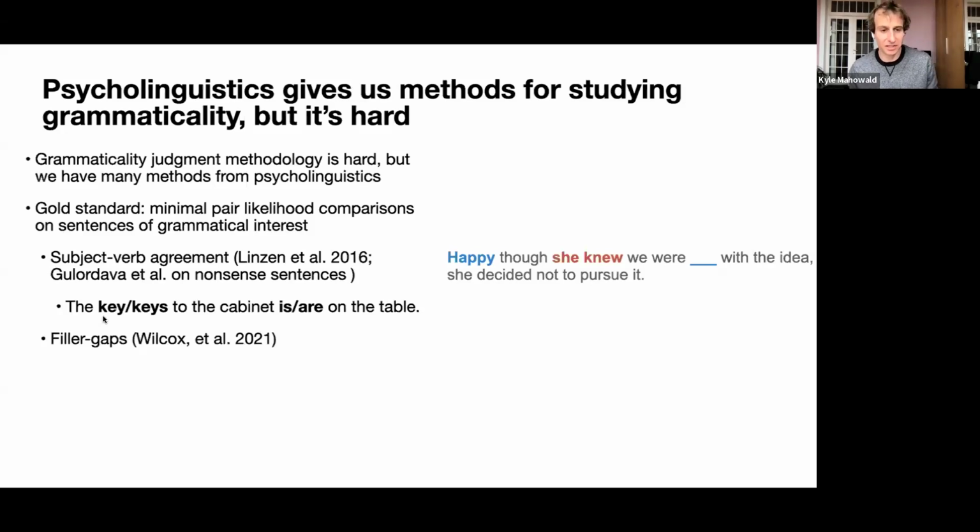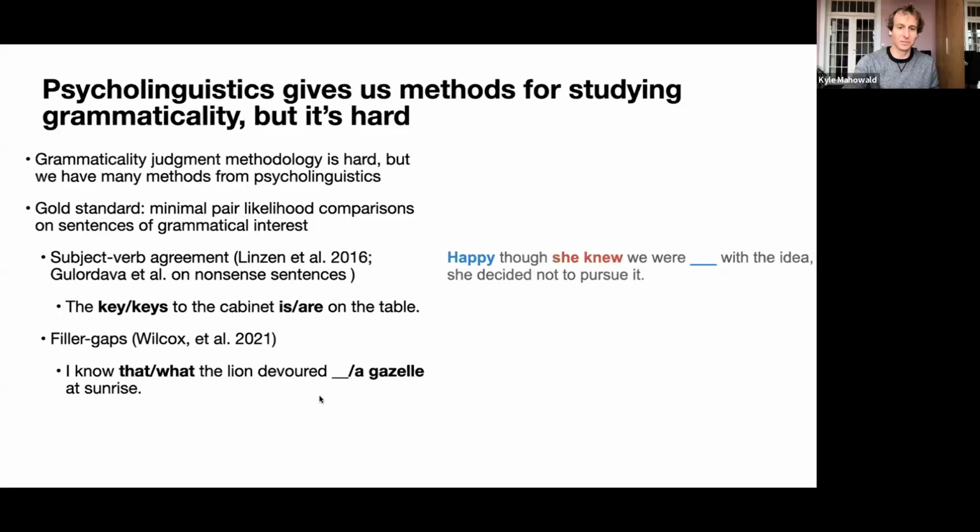This is work that Richard has been very involved with and talked about, where, I know that the lion devoured a gazelle at sunrise sounds good. I know what the lion devoured at sunrise sounds good, but you can't say I know what the lion devoured a gazelle at sunrise, or you can't say I know that the lion devoured at sunrise.